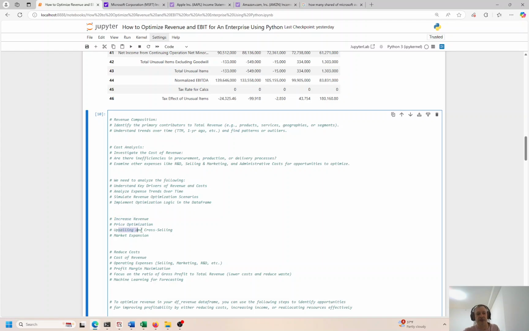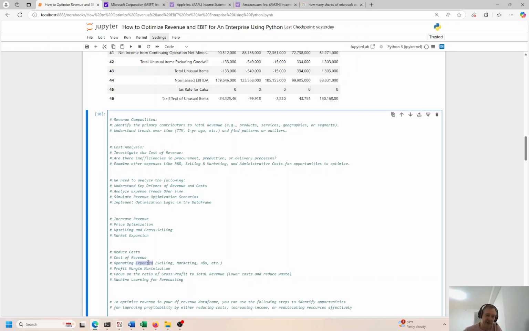Price optimization, upselling and cross-selling. We want to look at opportunities like that, and market expansion. So how else can we impact the revenue? We can reduce costs, right? What are the costs of revenue? How much does it cost to do business right now? That's literally called the cost of doing business, right? And if we can decrease these expenses, it's also going to help us to boost the revenue, right?